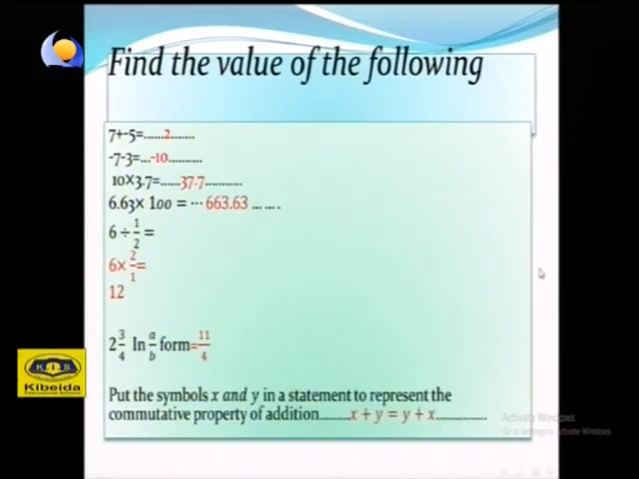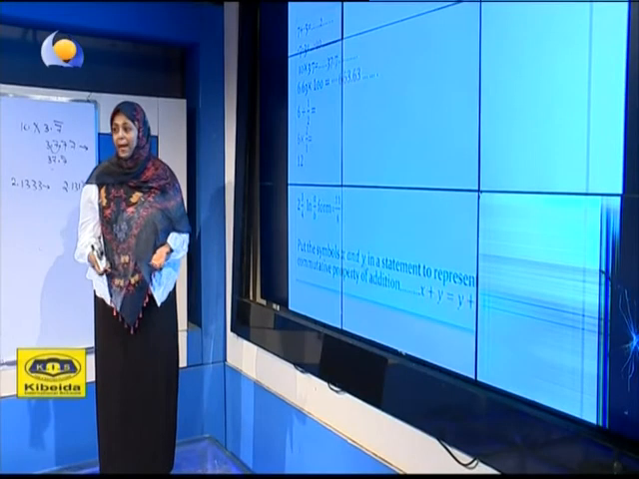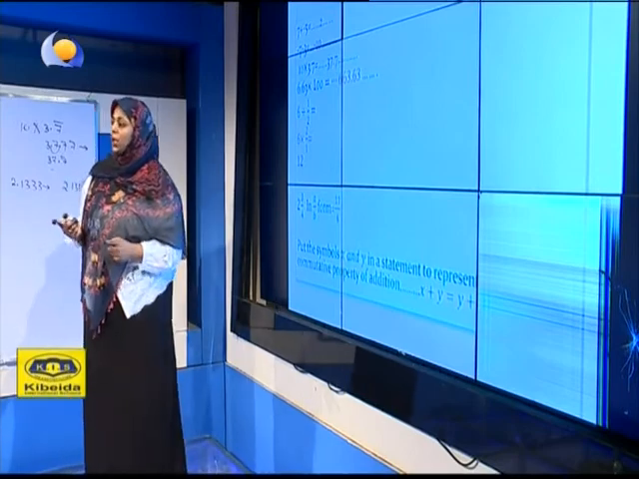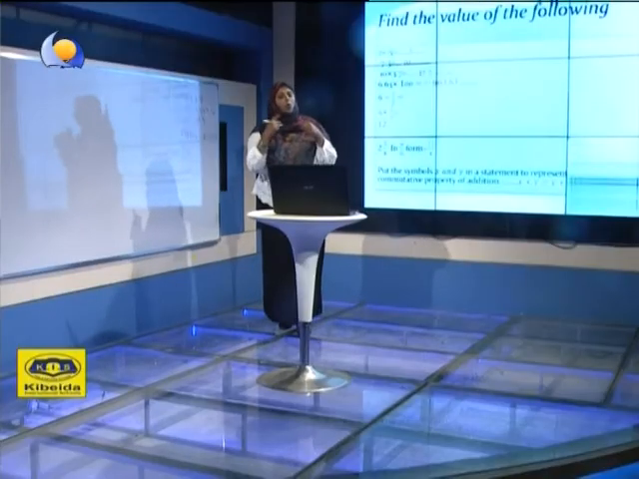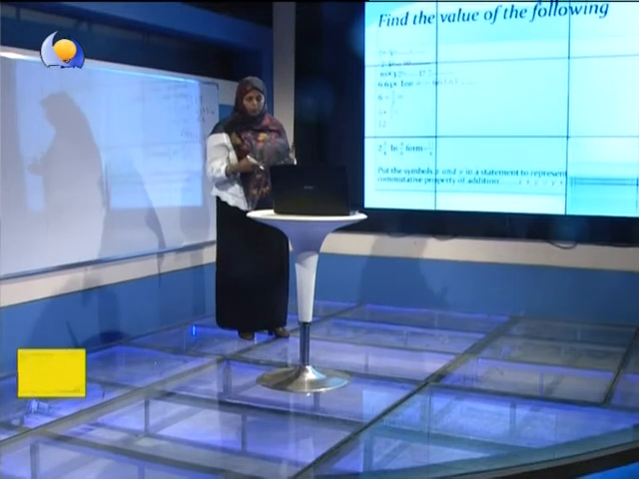Put the symbols x and y in a statement to represent the commutative property of addition. We all know that the commutative property means that in the operation of addition, the order is not important. The order doesn't matter. So that means you can put the x first or the y first. That will give you the same answer.